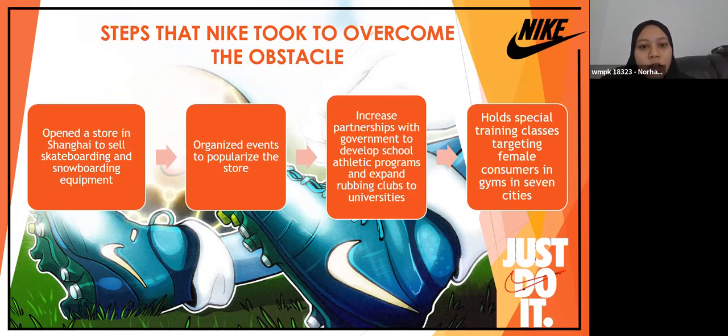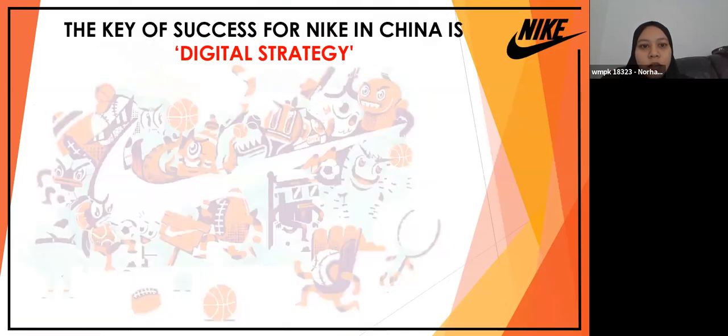So the second one, they organize events to popularize the store. And then the third one, they increase partnerships with government to develop schools, athletic programs, and expand rugby clubs to universities. And the last one, they hold special training classes targeting female consumers in gyms in 7 cities. Next slide.